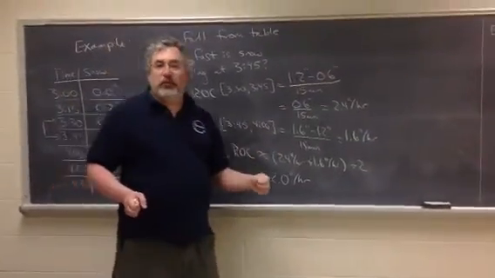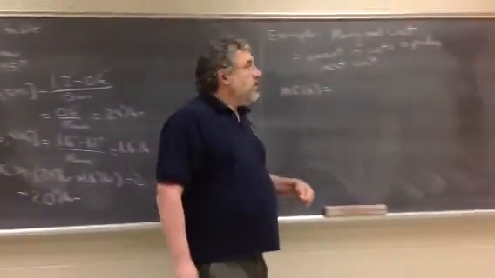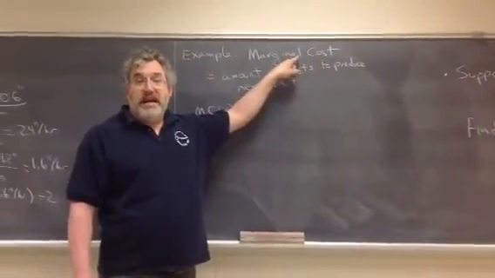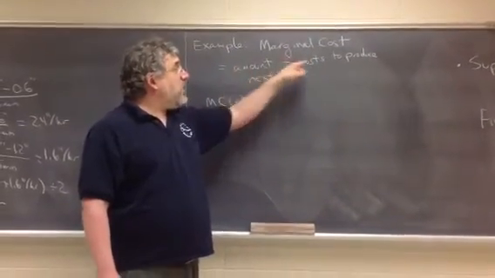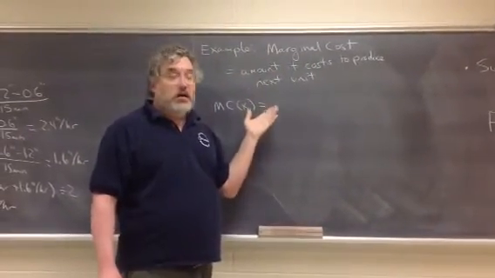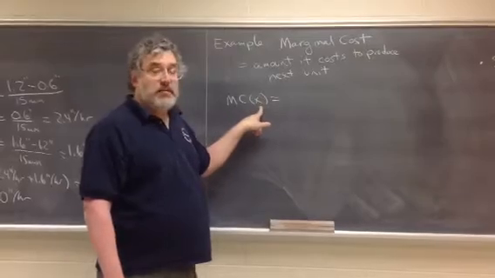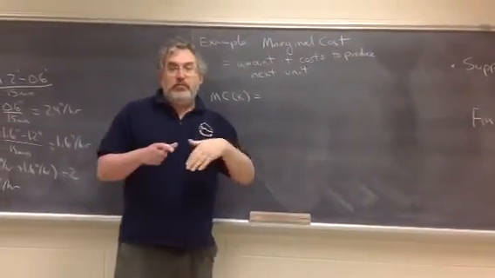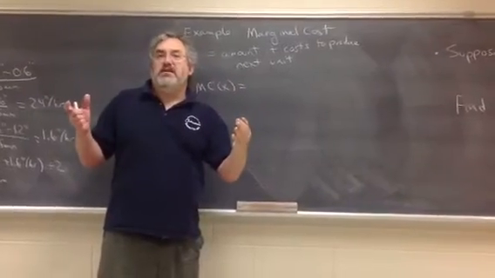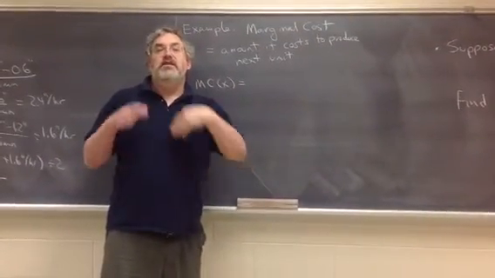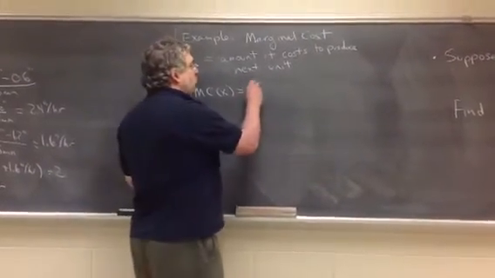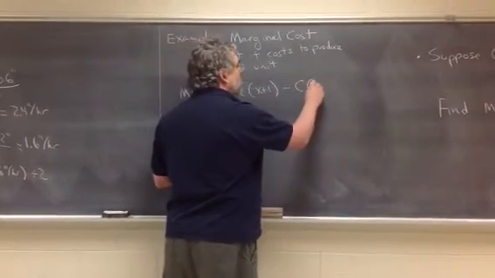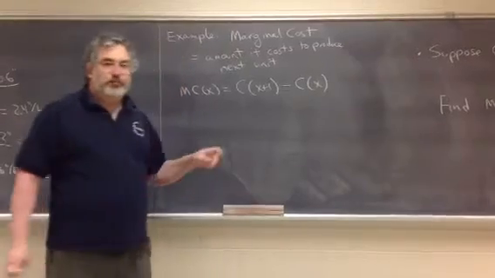Let's do another example. This one from economics then. Marginal cost. Now marginal cost is something that's defined in economics. It's the amount it costs to produce the next unit. So the marginal cost for x, the amount it costs to produce one more unit, how much does that cost? Subtract off how much it cost to not do that. So the cost for x plus 1 units minus the cost for x units.